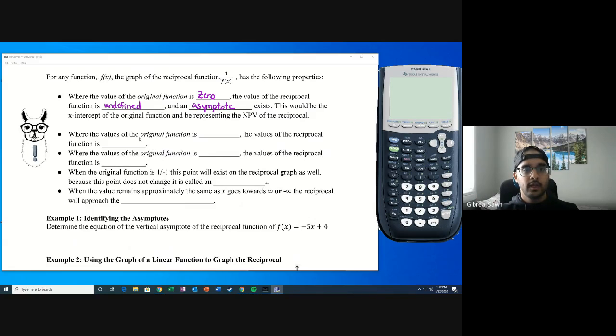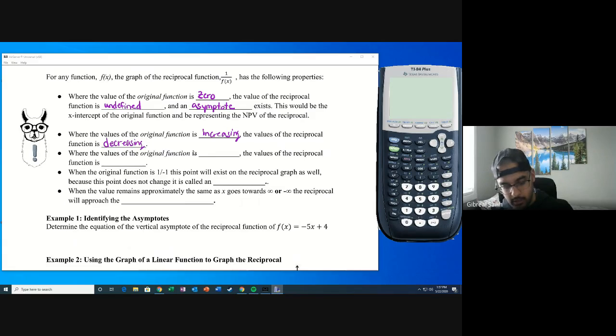Where the values of the original function are. So when the values of the original function are increasing, the values of the reciprocal function do the opposite. It decreases.